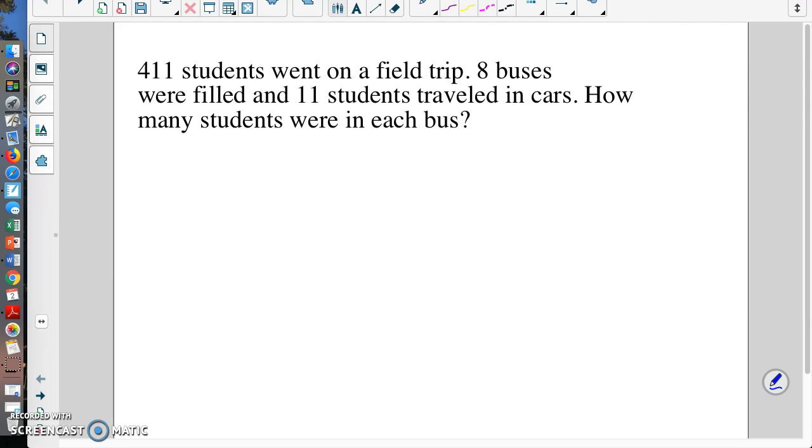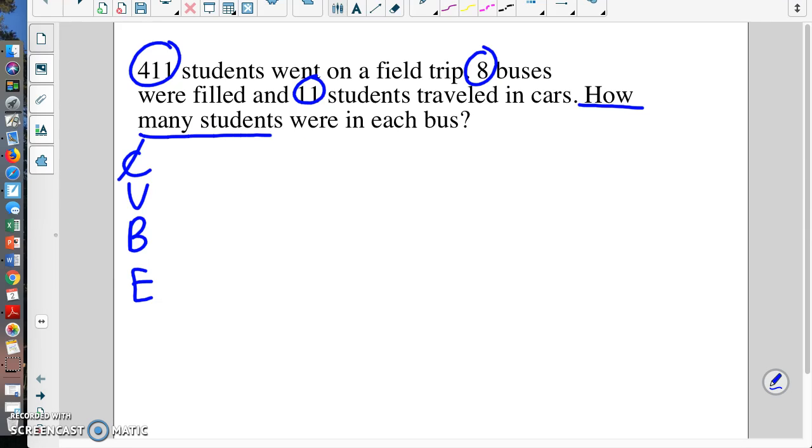First, we do our CUBE method, right? So we circle our numbers. C means circle. So we have 411, 8, and 11. U means to underline the question. So we have circled our numbers, underline the question: How many students were in each bus? So the students in each bus is our variable. It's what we don't know.